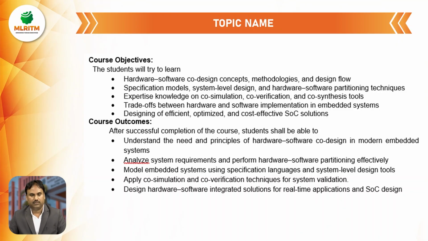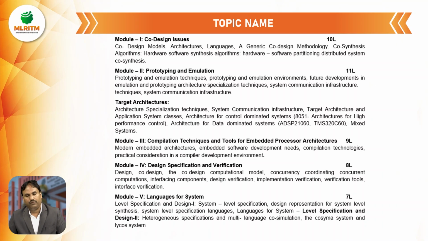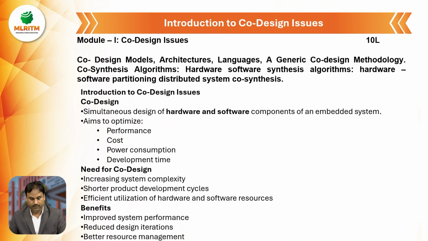This course is studied in the 1-2 semester, that is the second semester of the first year. And we have a total of 5 modules. Module 1 is co-design issues, and module 2 is prototyping and emulation, and target architectures will be discussed in this module. Module 3 is compilation techniques, tools for embedded process architectures. Module 4 is design specification and verification. Module 5 is language for systems.